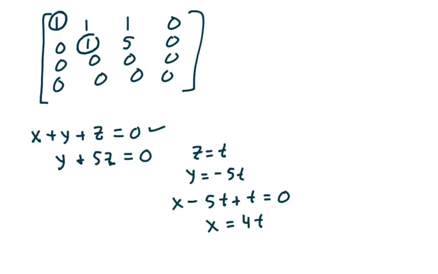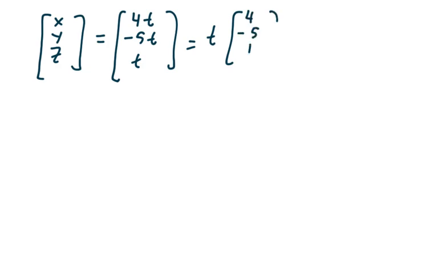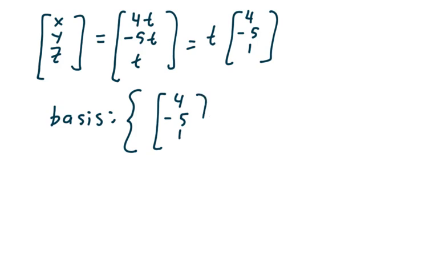So the column vector x, y, z is going to be 4t, negative 5t, t. And this is t times the column vector 4, negative 5, 1. So the basis for the solution space is the column vector 4, negative 5, 1. What's the dimension? The dimension is 1.